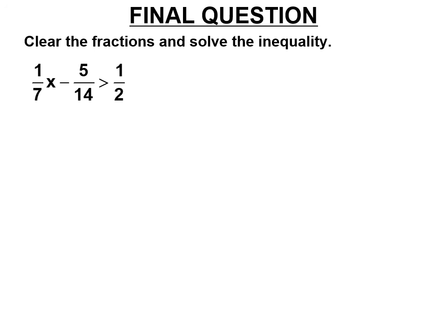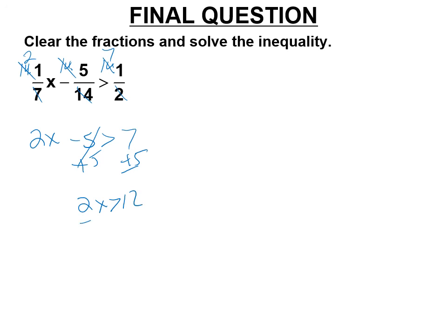So what will clear 7, 14, and 2? I believe it's 14. 7 cancels with 14. This is 2x. The 14s cancel. You get minus 5. Greater than. 2 cancels with 14, becomes 7. Add 5 to both sides. 2x is greater than 12. Divide both sides by 2. X is greater than 6.